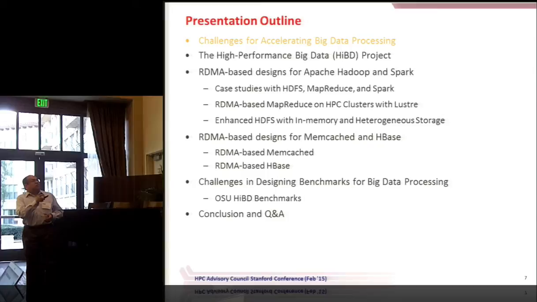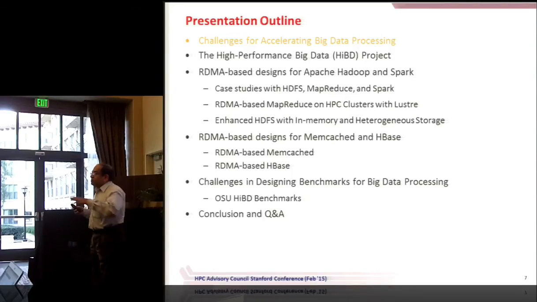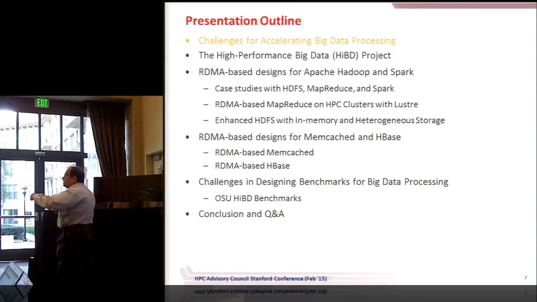And the third one I'll try to show is a very recent design we have done, especially for HDFS. There are a lot of bottlenecks. Now, can we have some kind of heterogeneous and in-memory capability so that the data can be located in the RAM disk as well as SSDs, hard disk, or even Lustre in a very flexible manner? And I'll try to show you that you get orders of magnitude benefits if you go through this enhanced HDFS design.